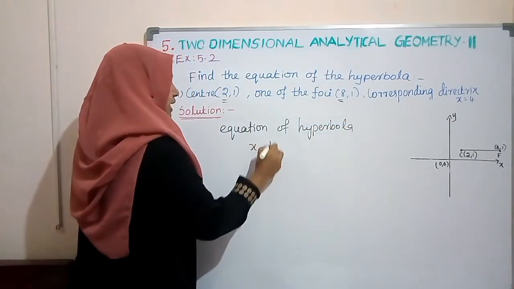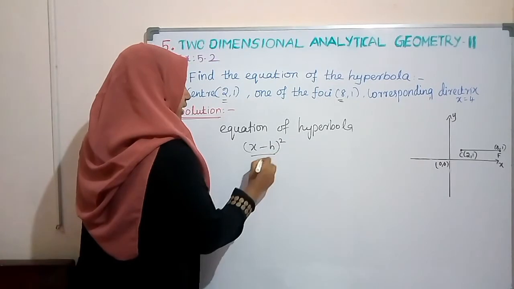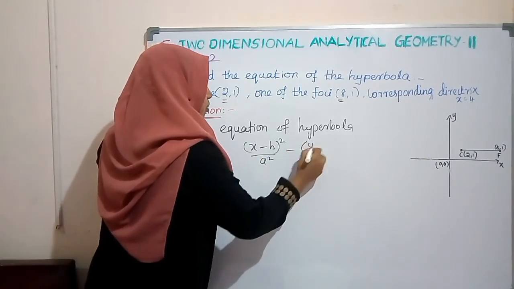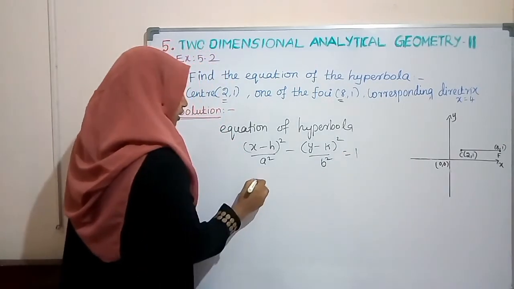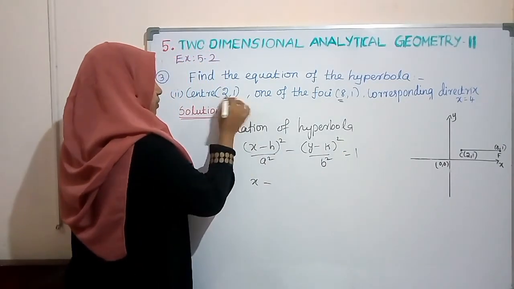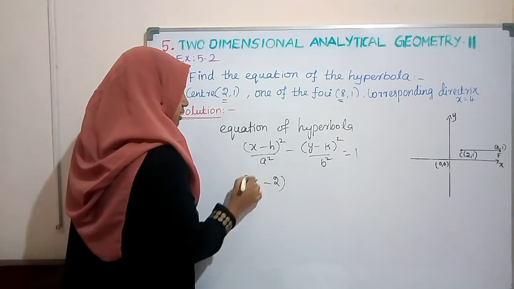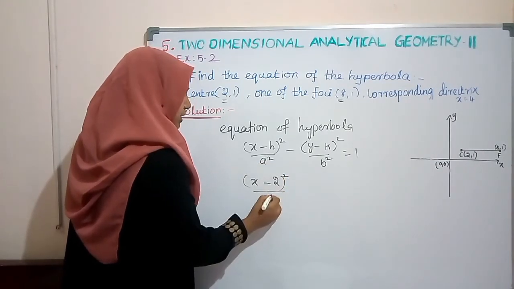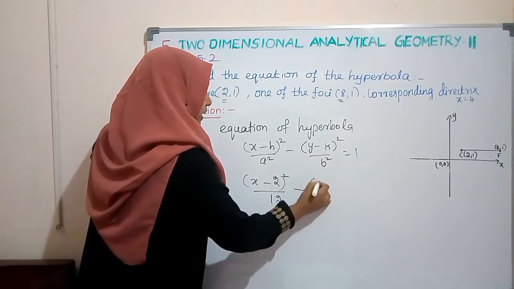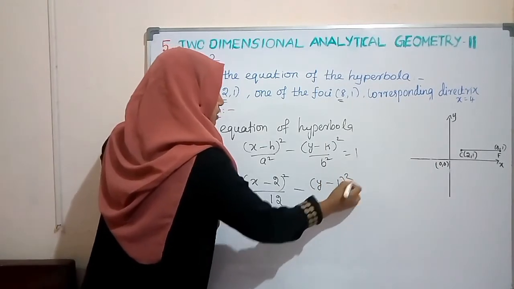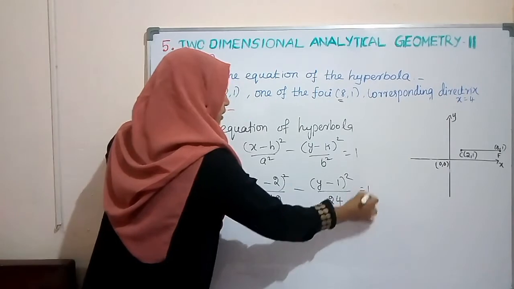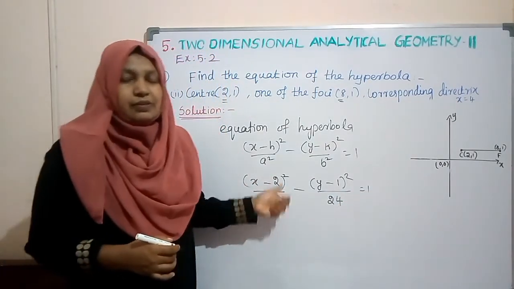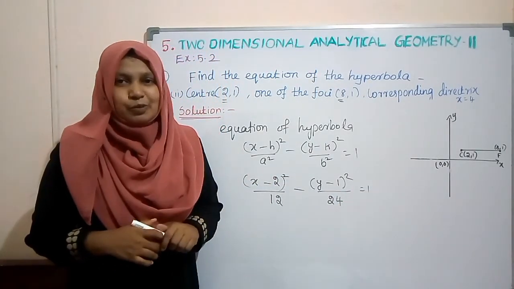The type 1 is (x minus h) the whole square by a square minus (y minus k) the whole square by b square is equal to 1. On this we can substitute h comma k as 2 comma 1. So it is (x minus 2) the whole square by a square value is 12 minus (y minus 1) the whole square by b square value is 24, which is equal to 1. So this is our required equation of hyperbola.